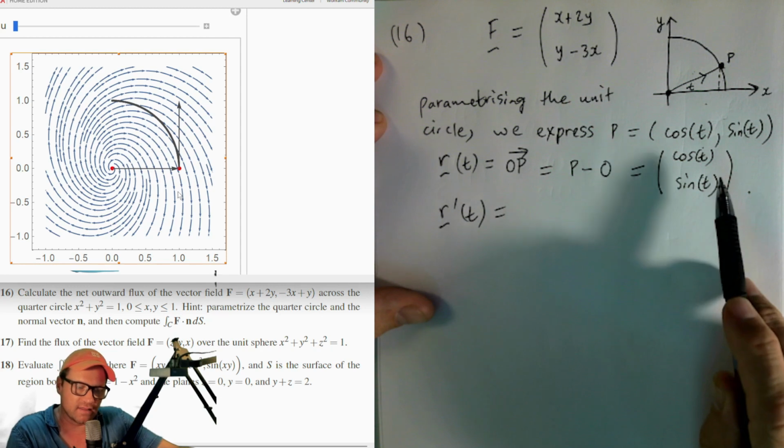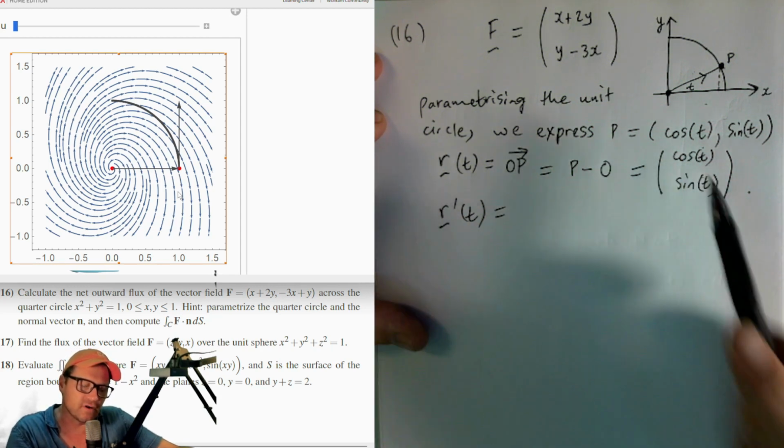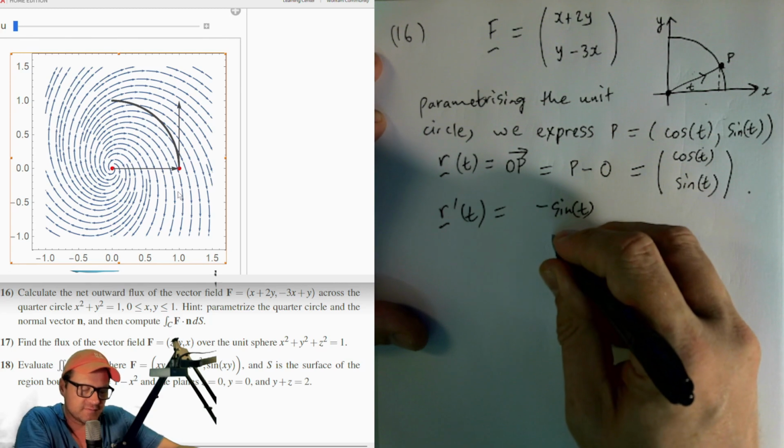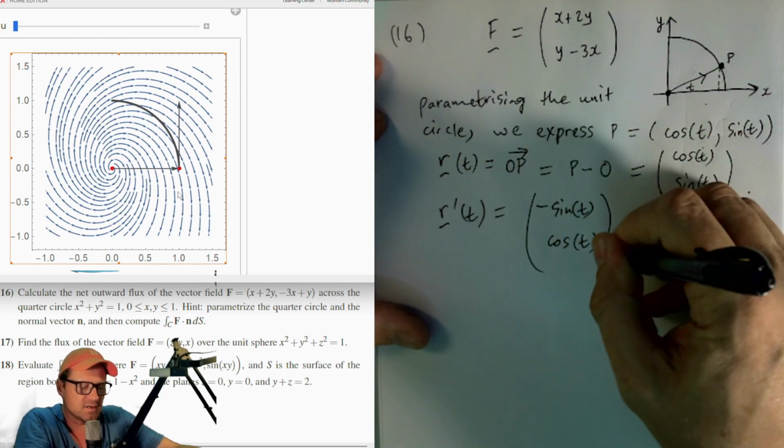So we're differentiating this with respect to t. So the derivative of cos is minus sine, so we have minus sine of t. And for the derivative of sine, we have cos of t. Here's r dash of t.